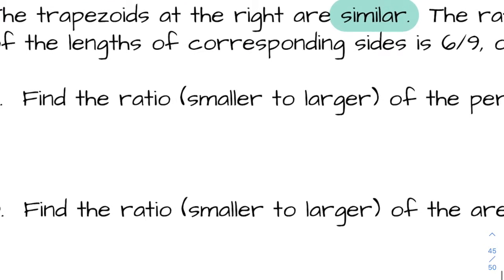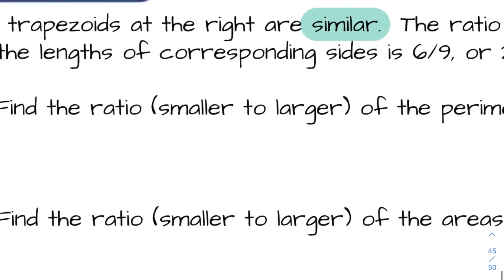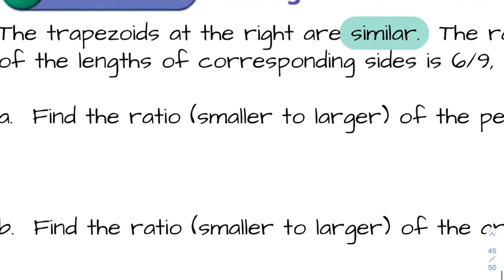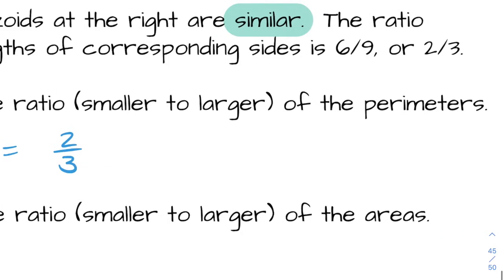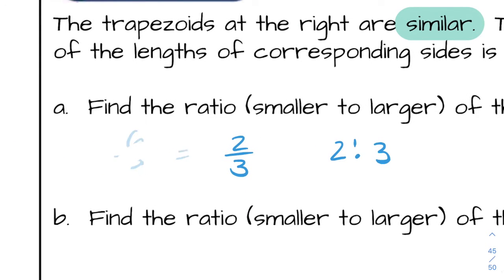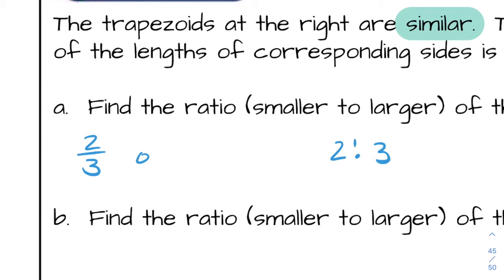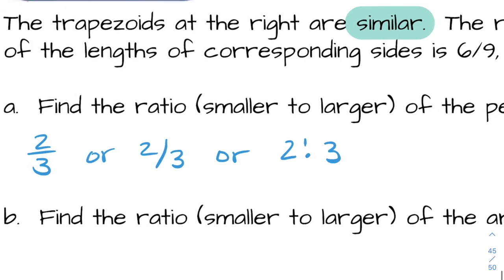So find the ratio smaller to larger of the perimeters. Well, the perimeters are also going to be 6 to 9. We're not going to write it that way, but we're going to say it's a 2 to 3 ratio. Here, let me get rid of 6 to 9. So we can write 2 to 3 that way, or we can write 2 to 3 with a colon.